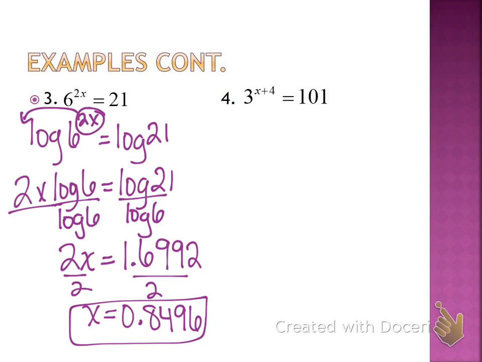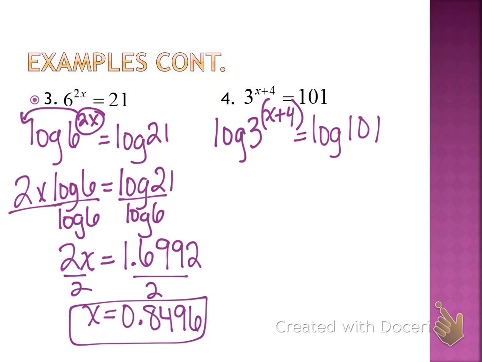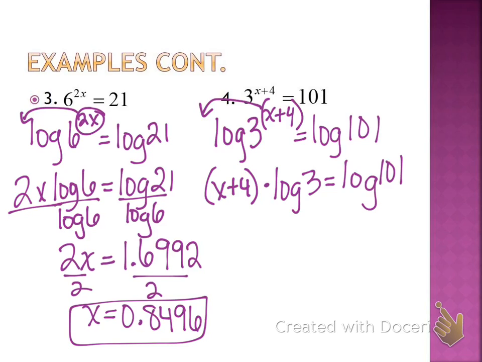Good job. Emily's going to help us through number 4. What am I going to do? Make the log on both sides. Good. Okay, what next? And then maybe x plus 4 in front of log 3. Good. So I would maybe even put that exponent in parentheses because the whole thing is going to go in front of the log 3. So x plus 4 times log 3 equals log 101. And then I divide that by log 3. Good. Divide both sides by log 3.